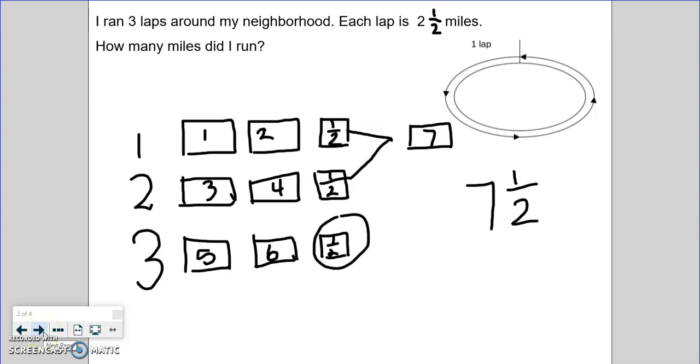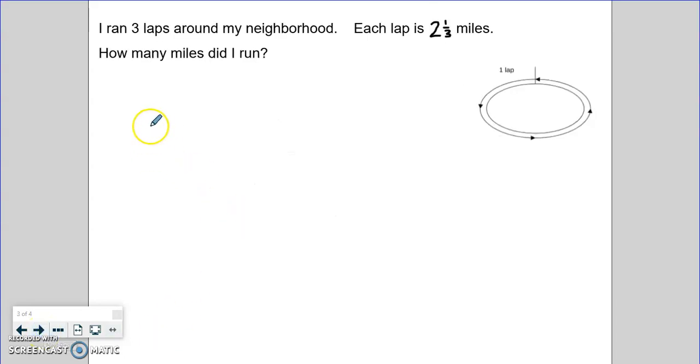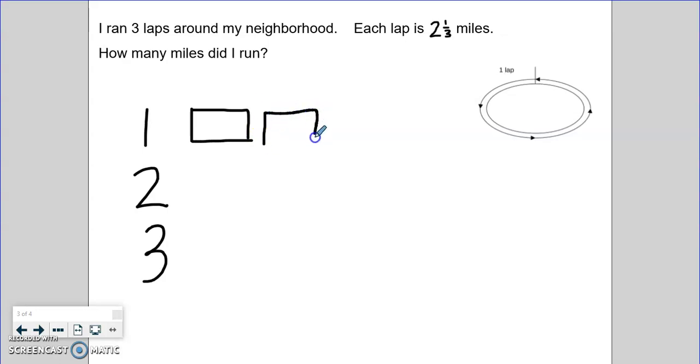Okay, let's move on to the next one. I ran 3 laps in my neighborhood. So do my strategy, please. 1, 2, 3. Each lap is 2 1/3 miles. So here's my 1 mile. Here's my 2 miles. And it can be any shape as long as it's easy for you.